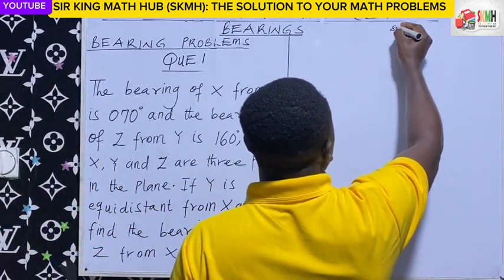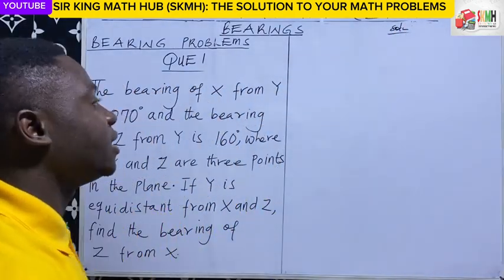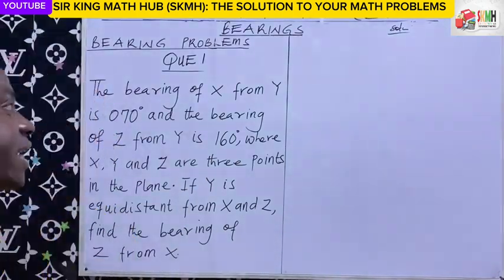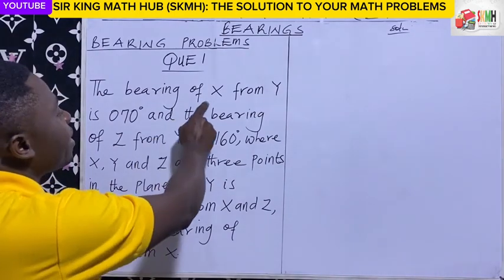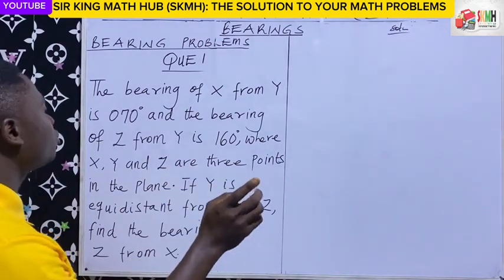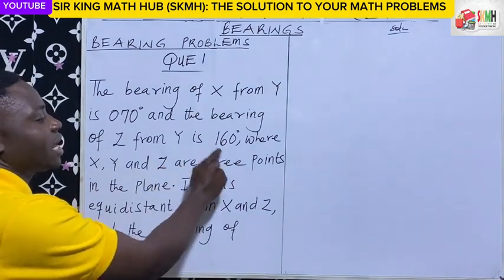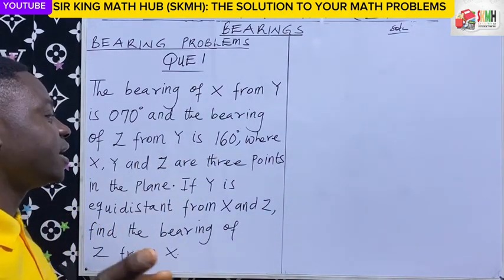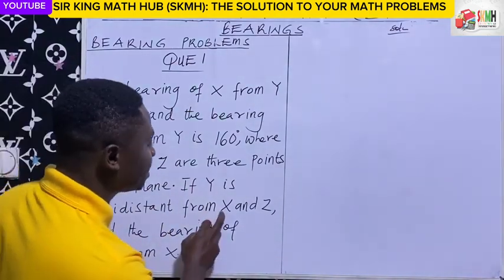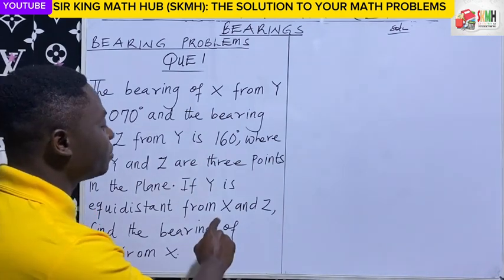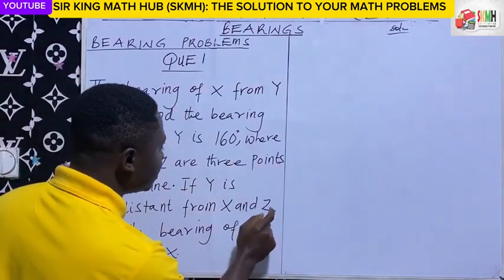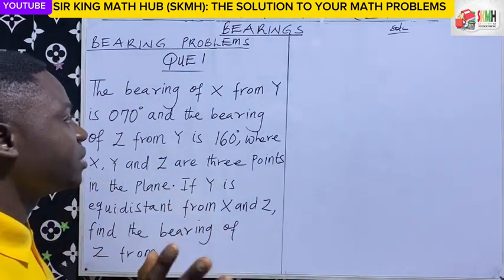So now, even before we start solving, 3 key pieces of information have been given here. Let's identify them. One, we've been given the bearing of x from y as 70 degrees. Again, we have also been given the bearing of z from y as 160 degrees. And then finally, we are told that y is equidistant from x and z, meaning that the distance from x to y is the same as the distance from z to y. So these are the 3 key pieces of information given in the question.